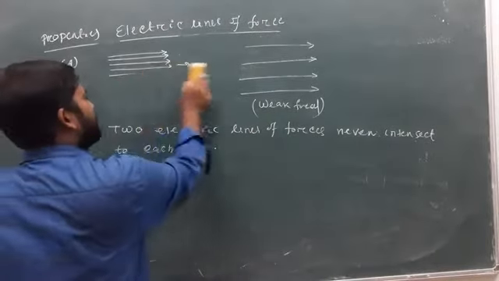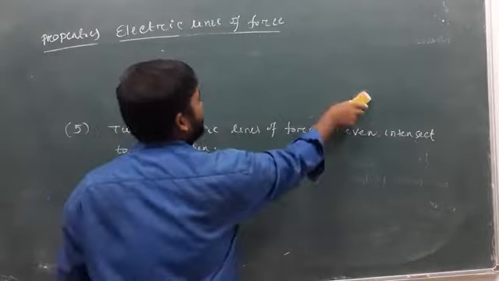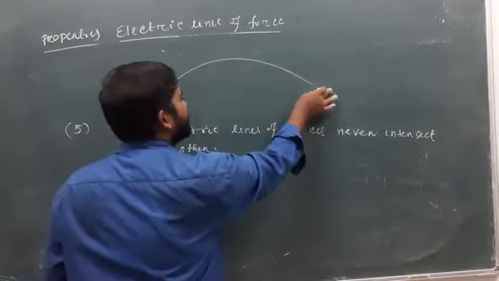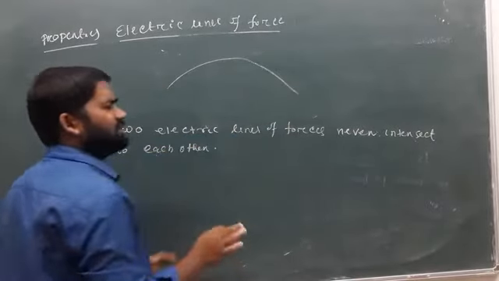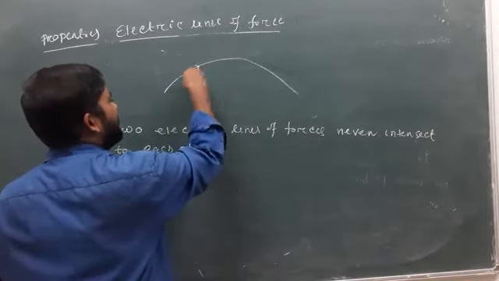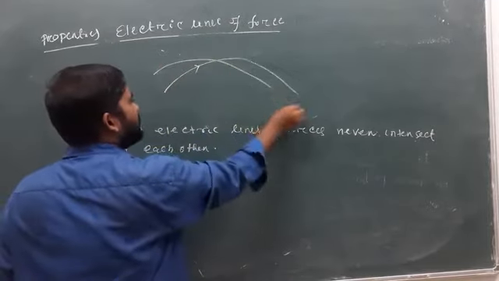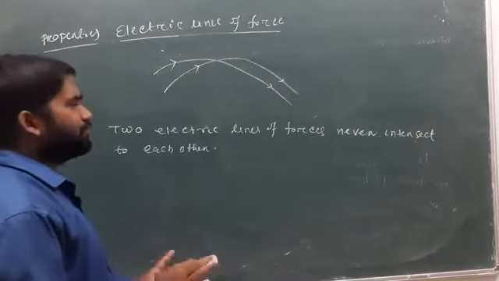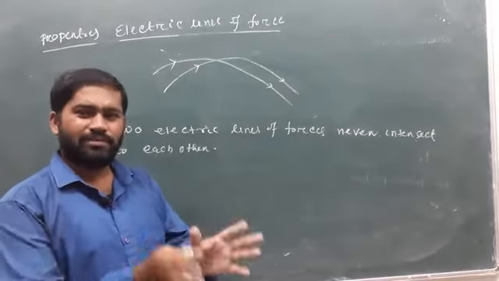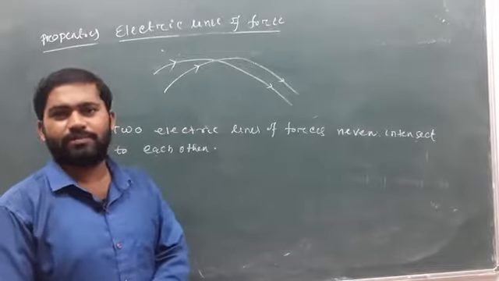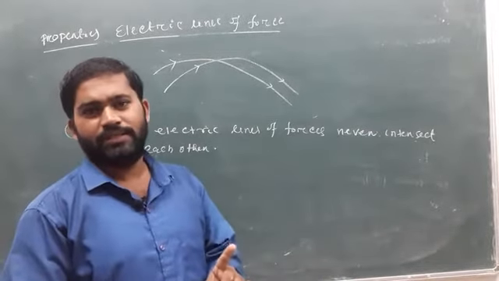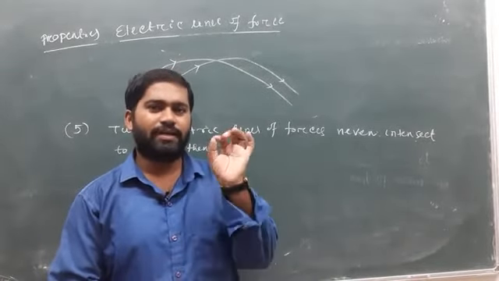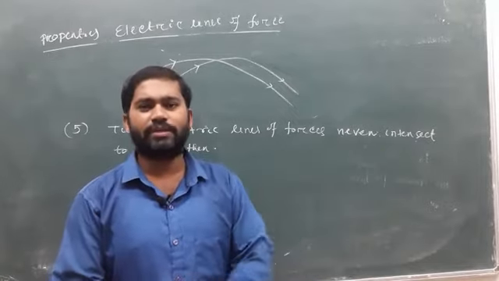Why do they never intersect each other? What is the reason behind that? Suppose this one is my first electric line, and this one is my second electric line. If two electric lines of force intersect each other, then what happens? In the definition, if we draw a tangent at a point, then the tangent represents the direction of electric field intensity at that point. And at a single point, we can represent only a single electric field intensity.